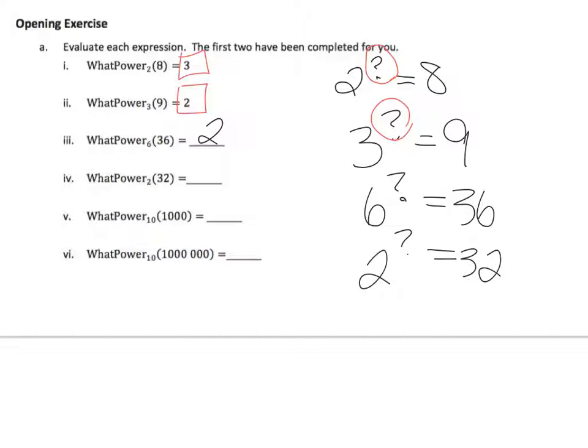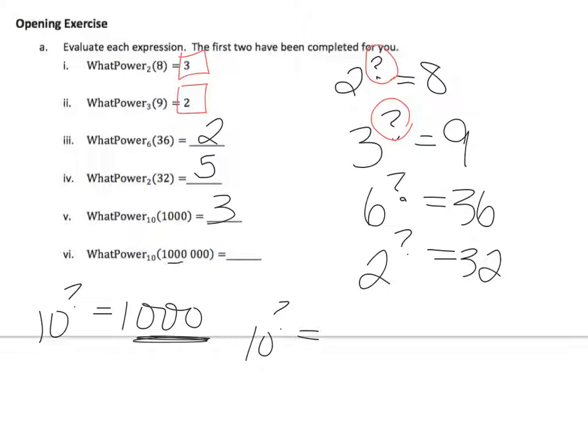Hold on a second, let me double check. It's 5, because I think I got that one wrong on the last lesson and didn't realize it until I'd already moved on. So that happens. 10 to the what power equals 1,000? Well, we have 3 zeros, so that's the third power. 10 to the what power equals 1, 2, 3, 4, 5, 6 zeros, 1 million? That's the sixth power.